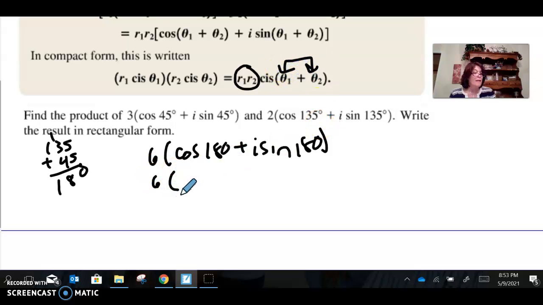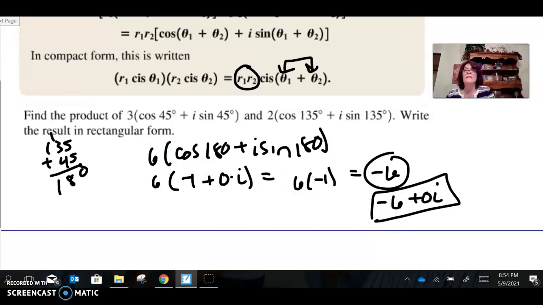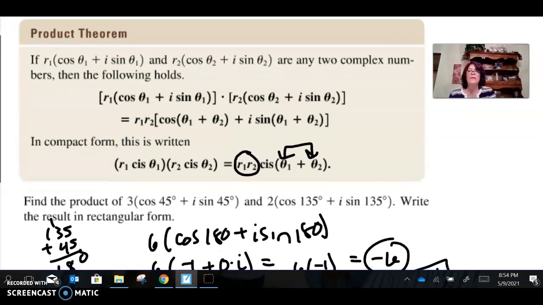So I have 6 times, let's see, the cosine of 180 is -1 and the sine of 180 is 0. So I have 6 times -1, which is -6. If I was going to write that in rectangular form, of course, I'd have to write that as -6 plus 0i. All right, we don't have an imaginary part this time. Okay, so that is multiplying.